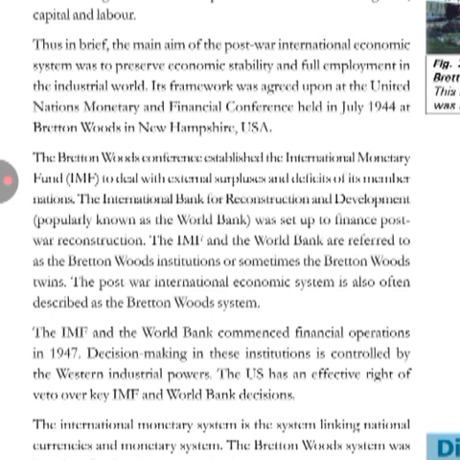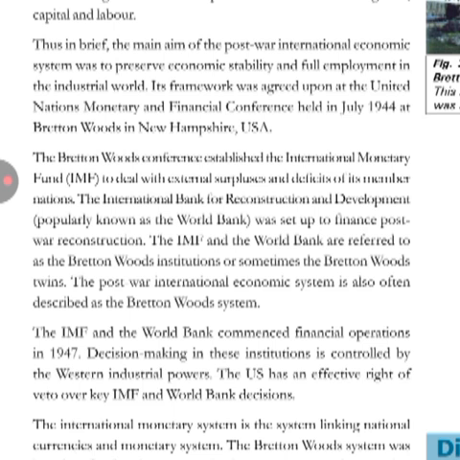the United Nations Monetary and Financial Conference was held in July 1944 at Bretton Woods in New Hampshire, USA. It established the International Monetary Fund and the International Bank for Reconstruction and Development, in short, the World Bank. We refer to them as the Bretton Woods sisters.